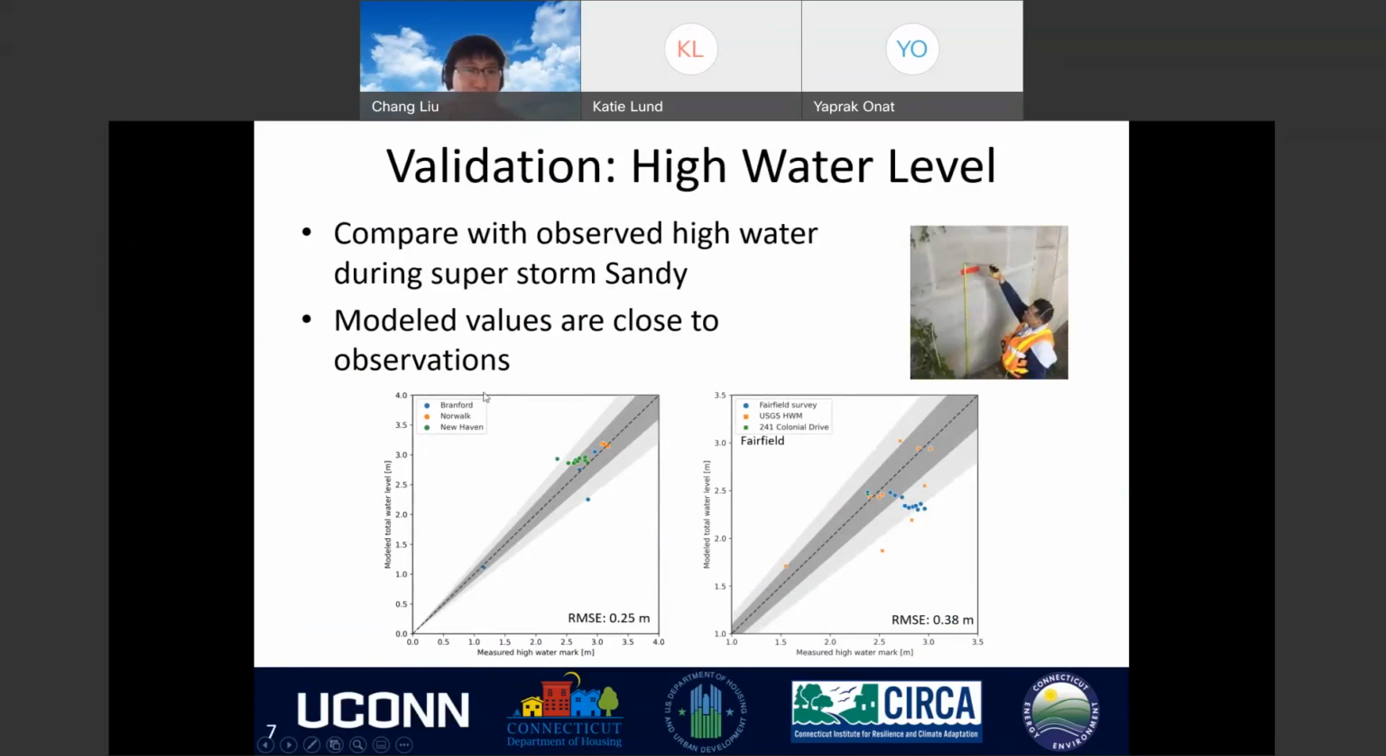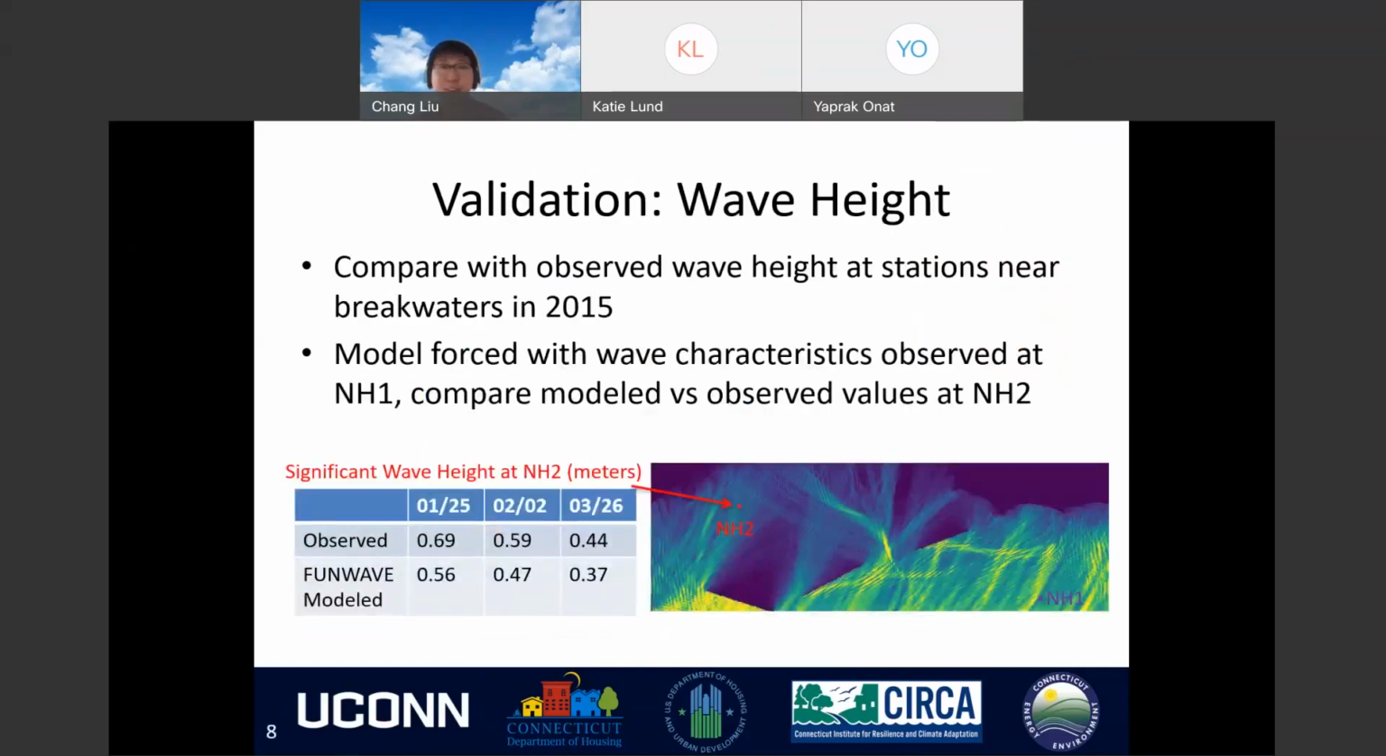So overall, the agreement is pretty good. For the 3 areas, Branford, Norwalk, and New Haven, the overall root mean square error is only 1/4 of a meter. And for Fairfield it is 0.38 meters. And most of the comparison falls within the 10% margin of relative error. And the second validation exercise we did was to compare the wave height measurement.